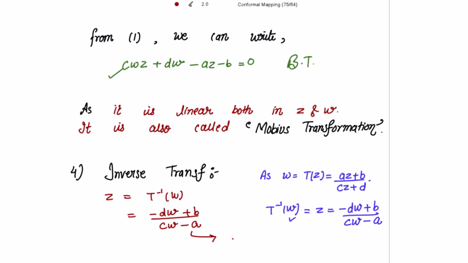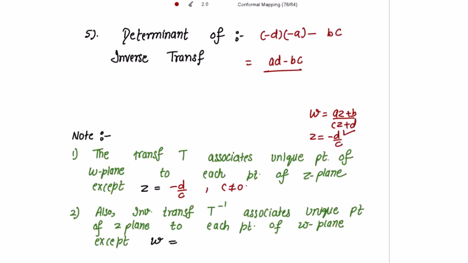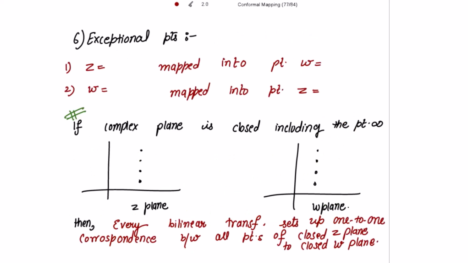So except at the point W equal to A over C, where C is non-zero. So Z equal to negative D over C and W equal to A over C. These are the exceptional points. Next is exceptional points: the points where the denominator becomes 0 for the transformations.